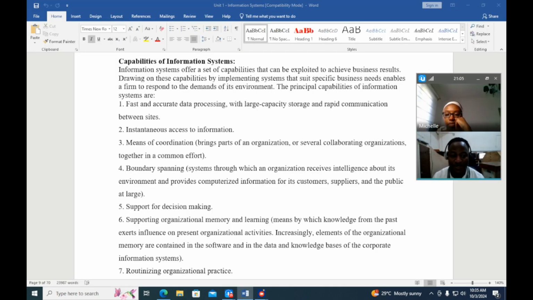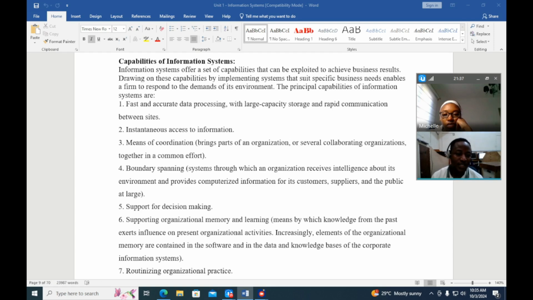Capabilities of information systems. When we talk about capabilities of information systems, we are just talking about what information systems are able to do. So there are a set of capabilities that can actually be exploited in information systems to achieve the required business results.